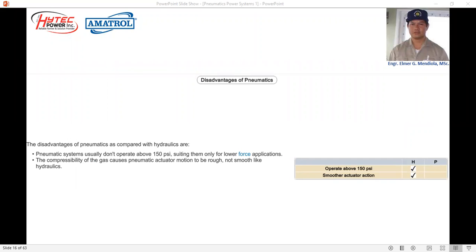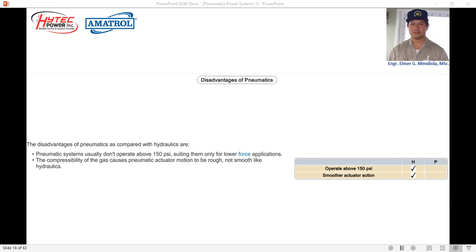If there are advantages of pneumatics over hydraulics, here are its disadvantages. Pneumatic systems usually don't operate above 150 psi, suiting them only for lower force applications. The main reason for this is that air can be compressed. That's the reason why, for handling heavy loads, especially on board ships, like lifting or lowering the anchor, handling mooring lines, etc., hydraulics is utilized instead of pneumatics. Usually, pneumatics is utilized for control valves, garbage compactors, and opening and closing some doors.